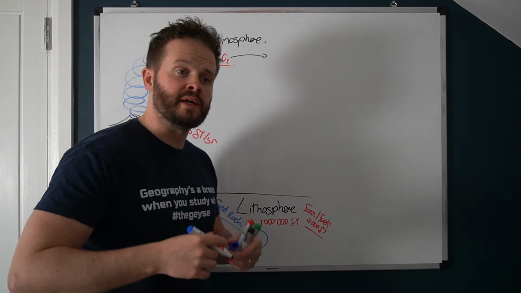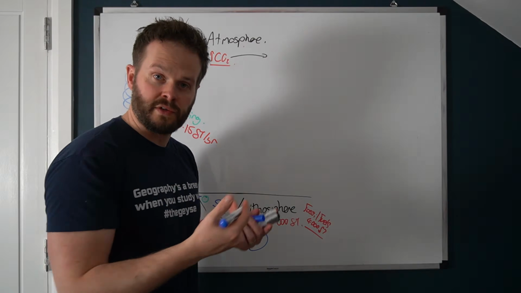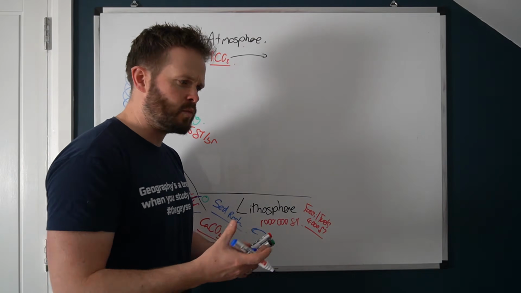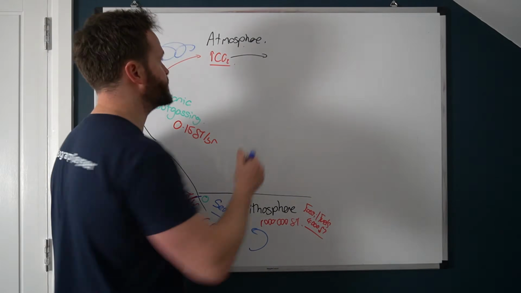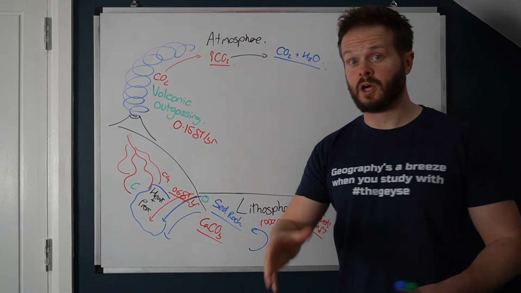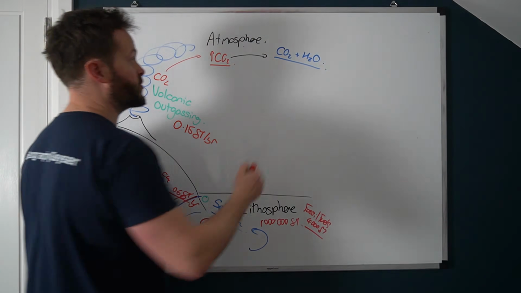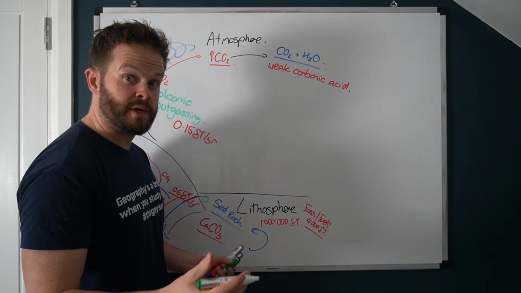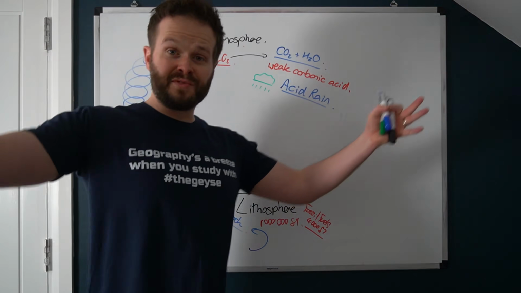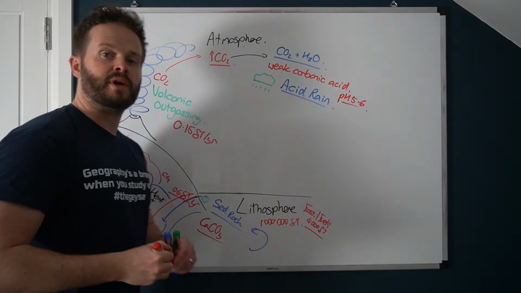Well, what we do know is that CO2 can dissolve into water. That's what it does. It finds some water in the atmosphere and it dissolves into it. Chemistry students watching the video, it then becomes acidic. So we then create a weak carbonic acid, otherwise known as acid rain. pH, weak carbonic acid, around a 5.6.